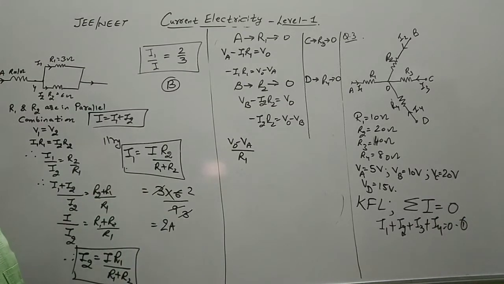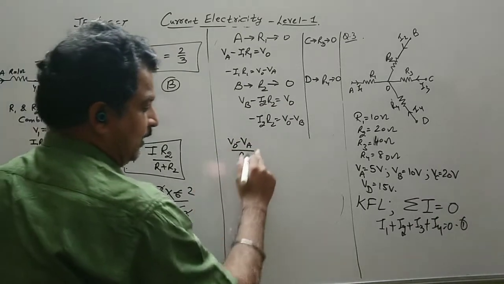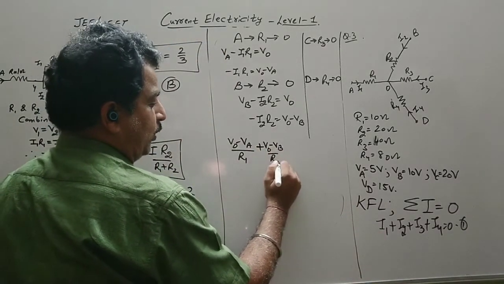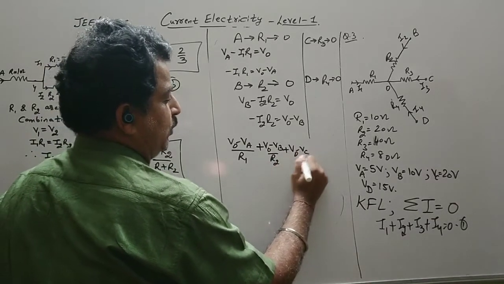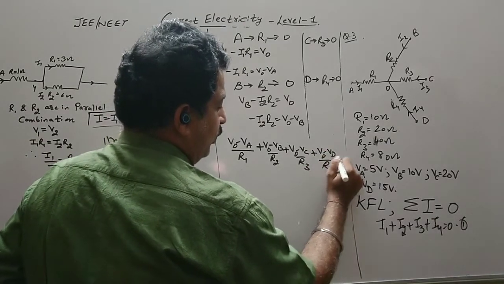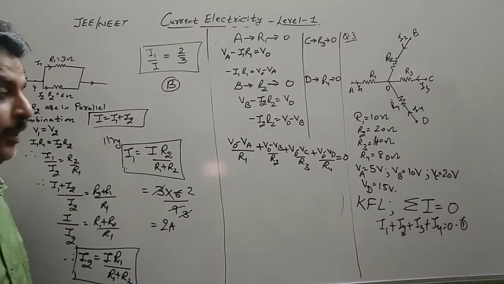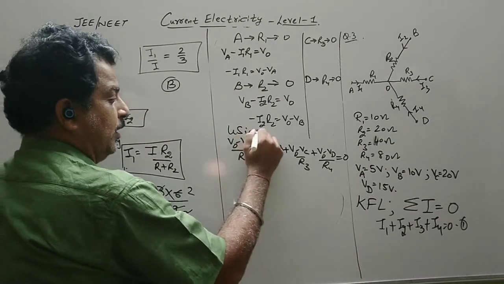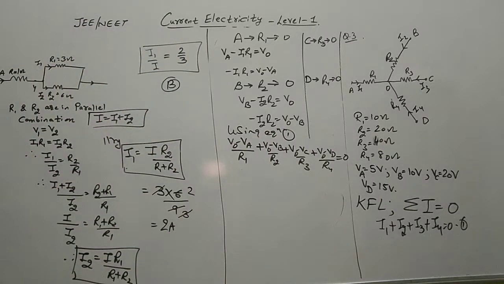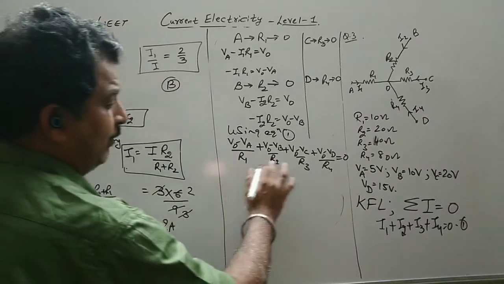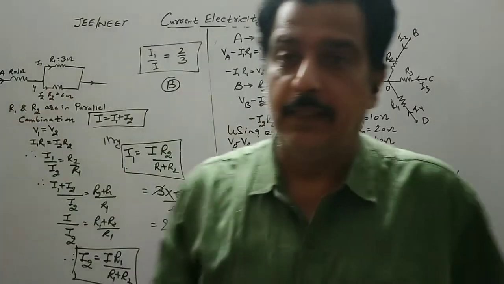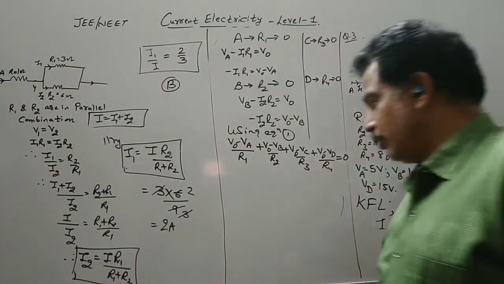First I need to find out the potential at the junction. So V0 minus VA upon R1, plus V0 minus VB upon R2, plus V0 minus VC upon R3, plus V0 minus VD upon R4, all is equal to 0. This is using equation 1, and the minus is taken common. Now we know the values of R1, R2, R3, R4, VA, VB, VC and VD. So the only unknown is V0.